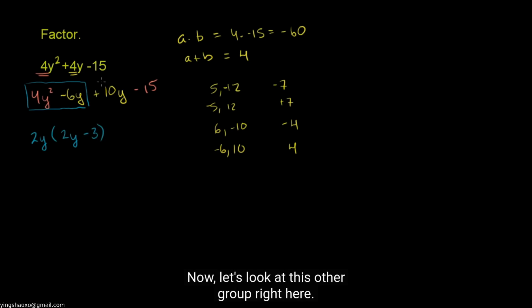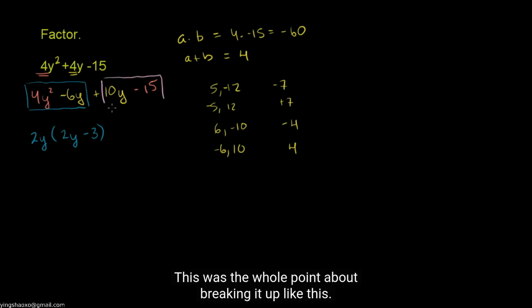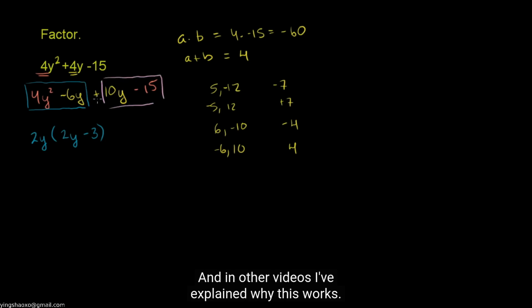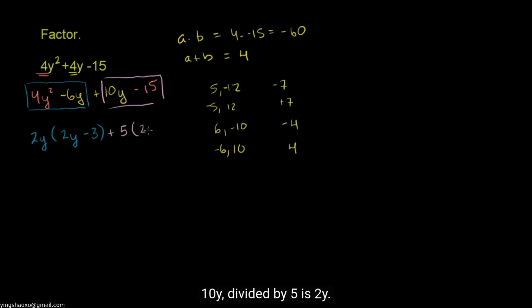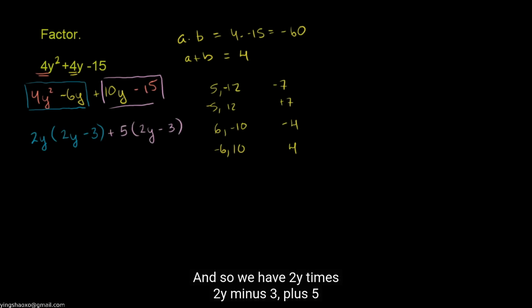Now, let's look at this other group right here. This was the whole point about breaking it up like this. And in other videos, I've explained why this works. Now here, the greatest common factor is a 5. So we can factor out a 5. So this is equal to plus 5 times 10y divided by 5 is 2y. Negative 15 divided by 5 is 3. And so we have 2y times 2y minus 3 plus 5 times 2y minus 3.